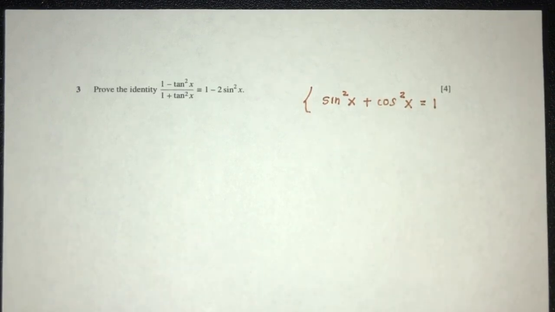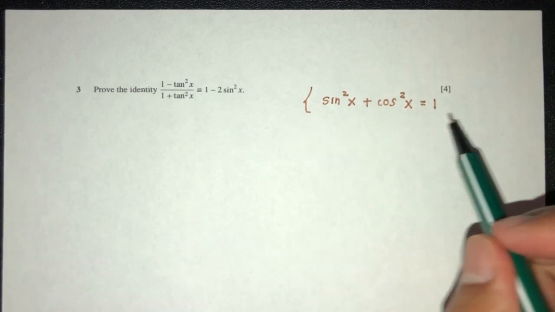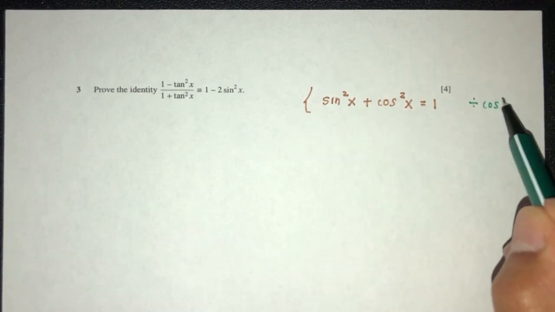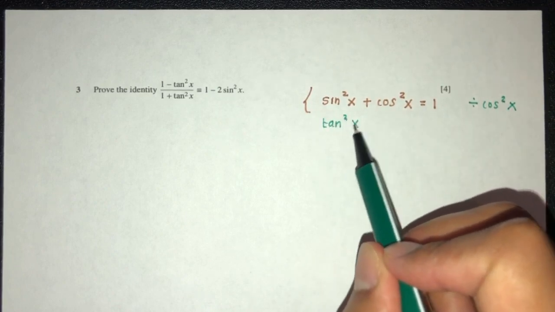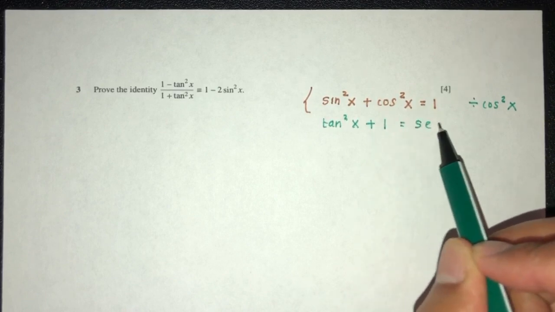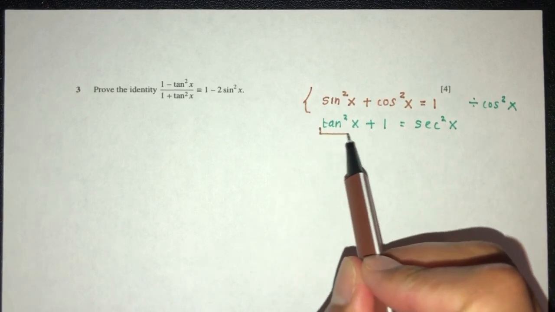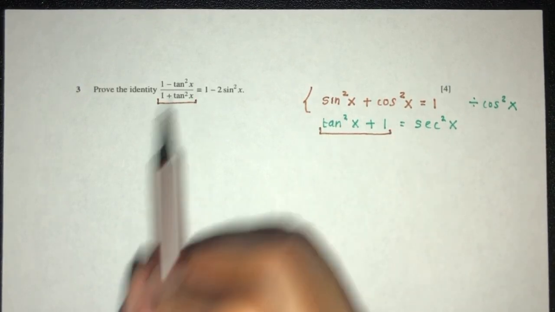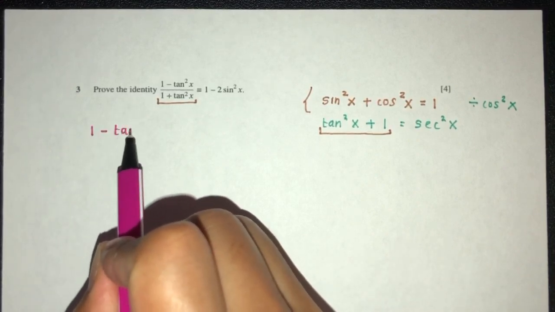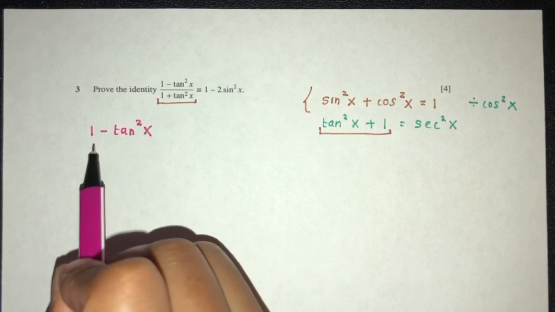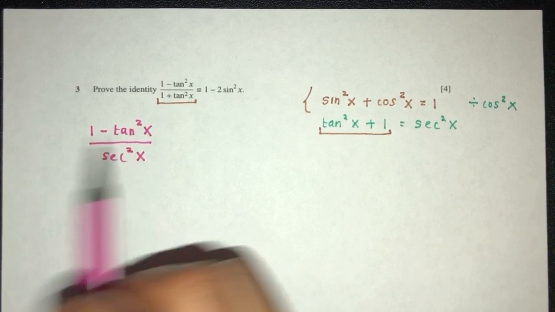Now what happens if you divide everything by cos square x? You will also have tan square x plus 1 equal to sec square x. Okay, so that is one of the identities we can use here, because here we have this and here we have this. So we can replace and see what happens. On top it is just 1 minus tan square x for now. At the bottom we can replace this by this. That will be sec square x.